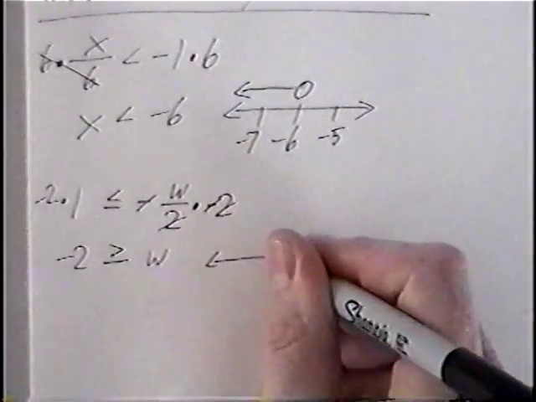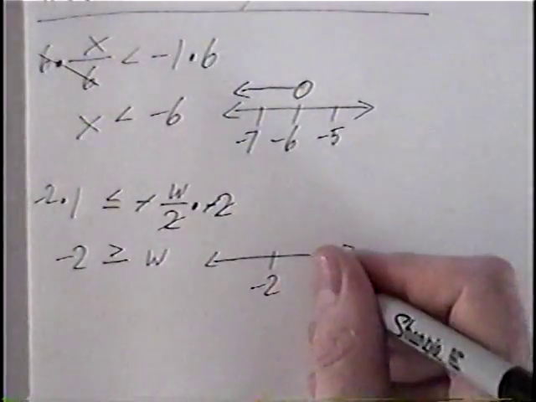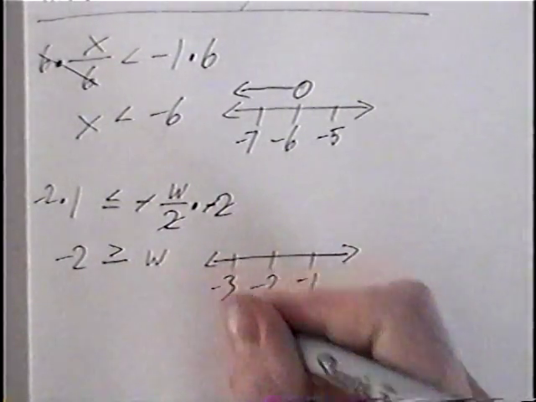Graphing that, we put -2 in the middle. -1 and -3 will go on the sides.